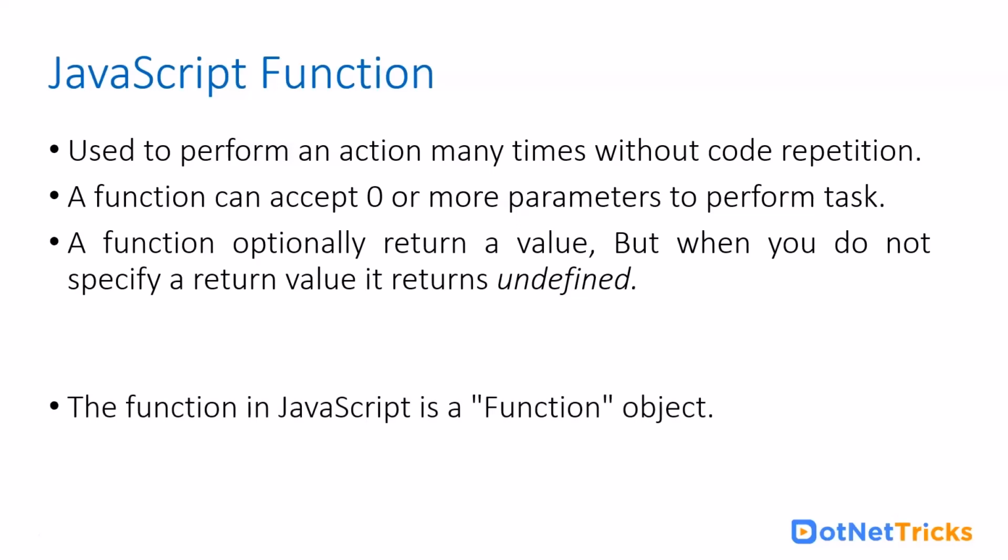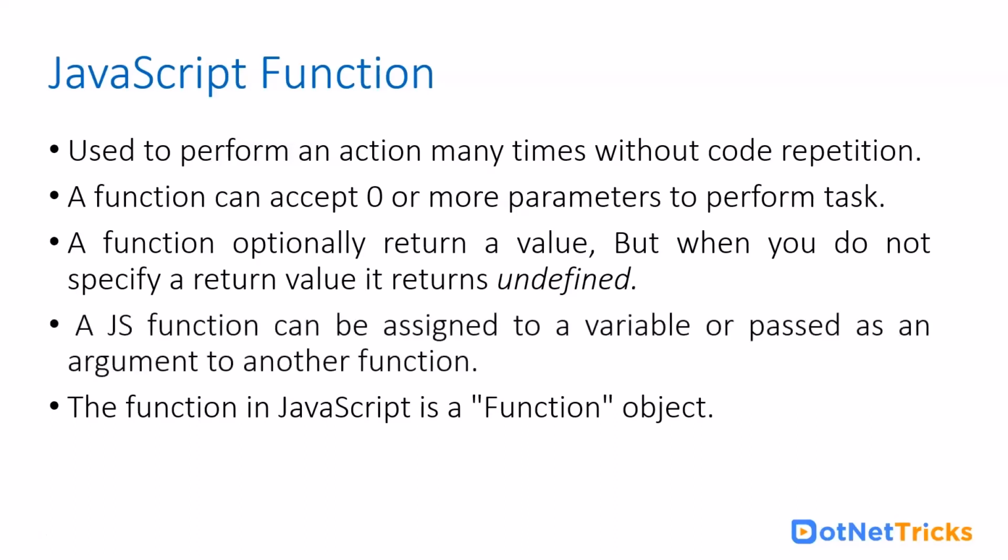Functions in JavaScript are function objects themselves. Each function is itself an object in JavaScript. I'll prove it to you. A JavaScript function can be assigned to a variable or passed as an argument to another function. Sometimes we call these functions anonymous functions or callback functions when we pass them as an argument. We'll discuss it in detail.